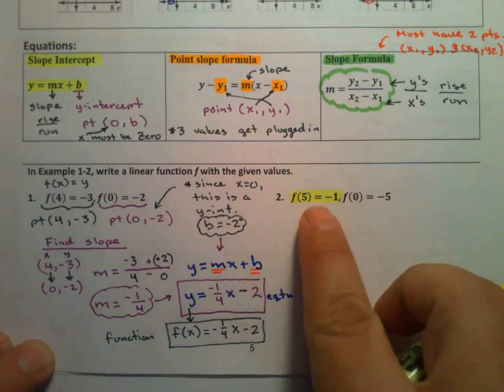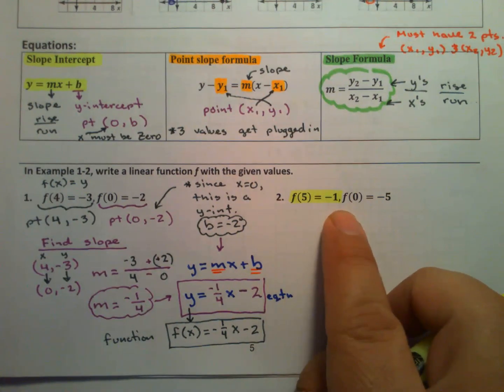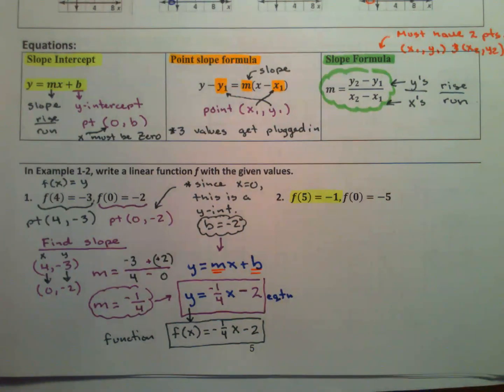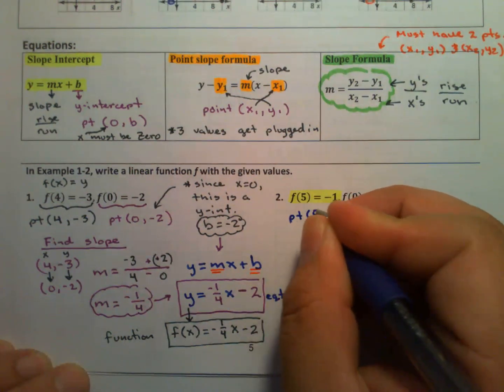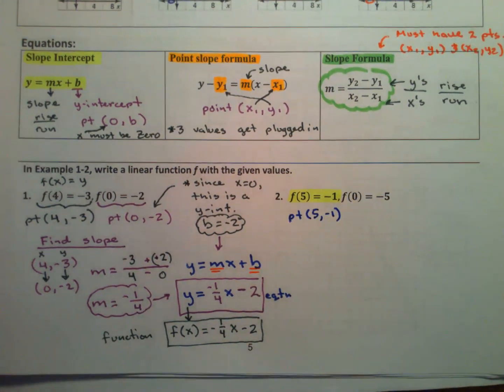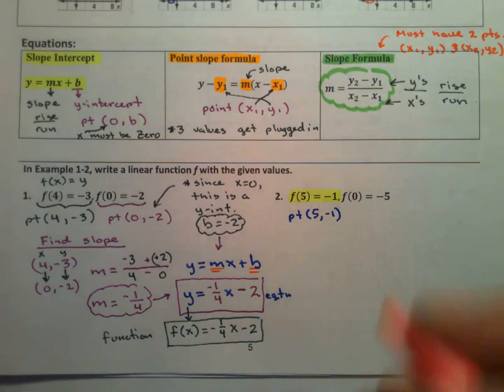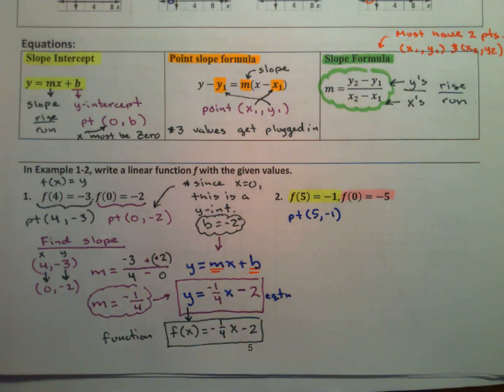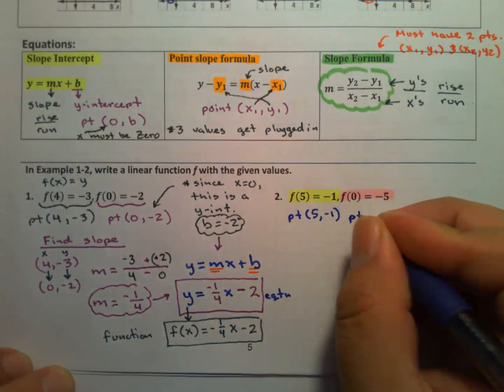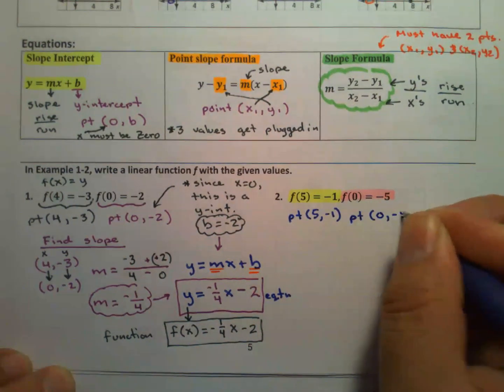So here we have a function value for 5 is -1. Remember, that just means one thing. They just gave me a point. This is the point (5, -1). Then, of course, they said, hey, f of 0 is -5. In the function world, they have now given me yet another point, (0, -5).